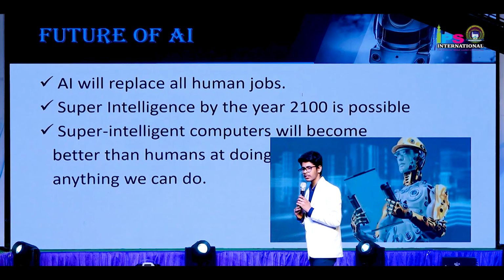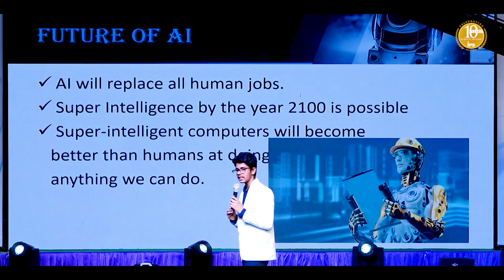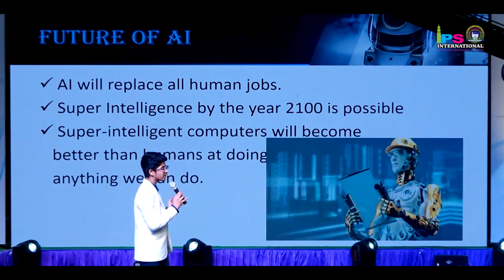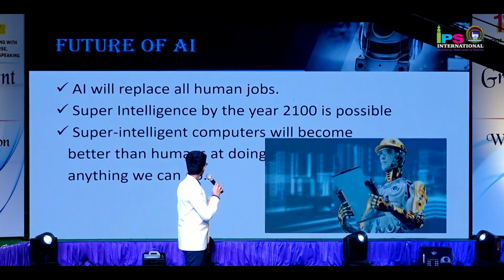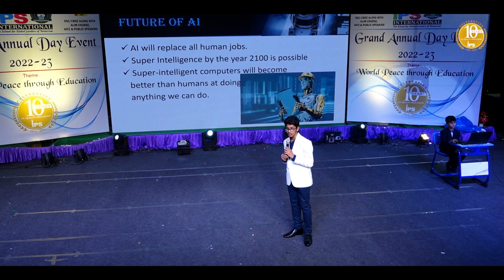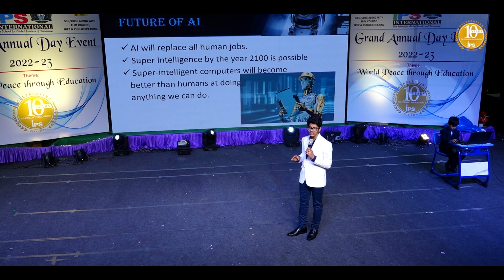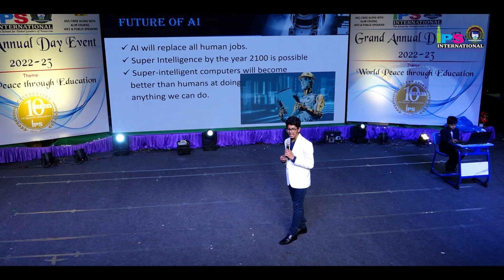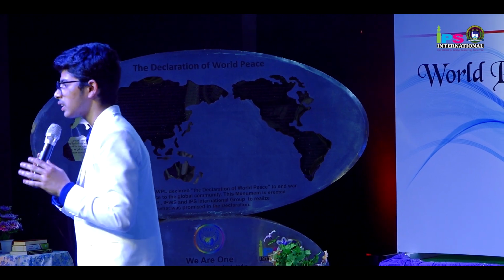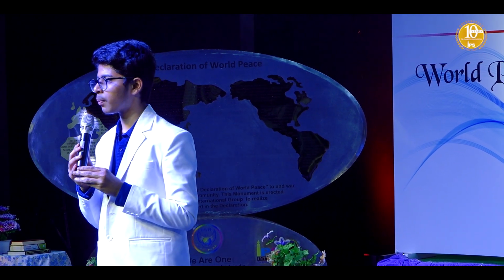By the year 2100, AI will continue its growth and it will replace all human jobs. By the year 2100, super intelligence would be possible, and super intelligent computers will become better than humans at doing anything we could do. So this was a brief explanation about AI.